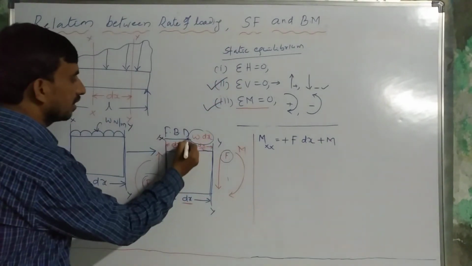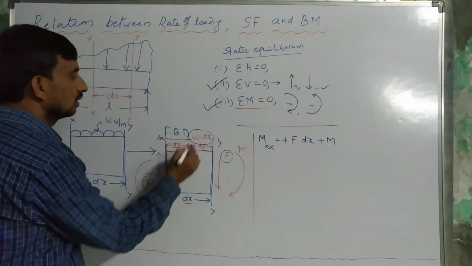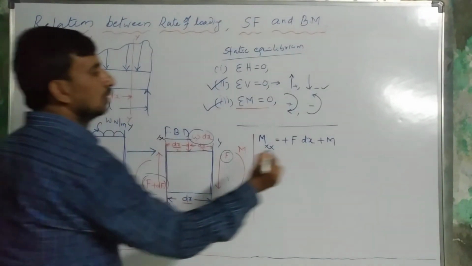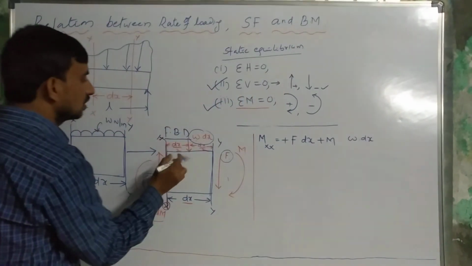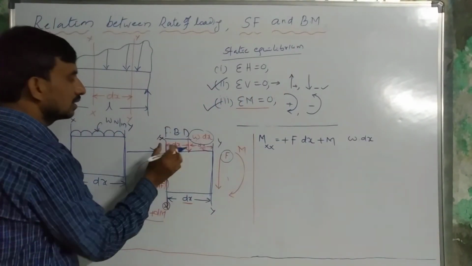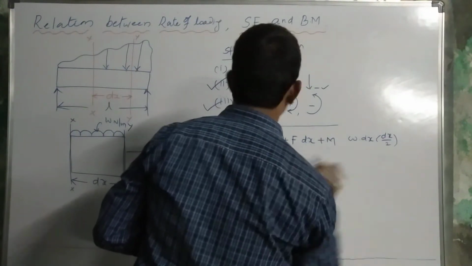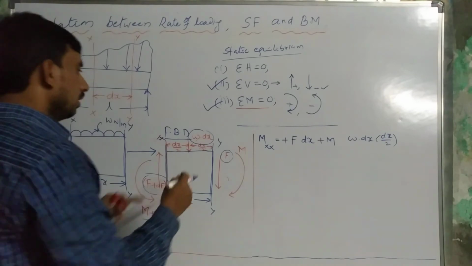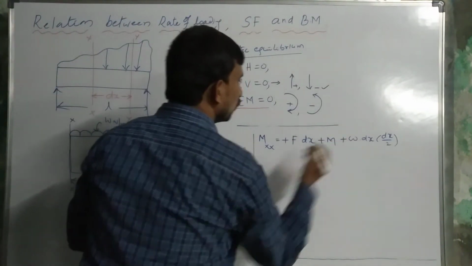Then I have another force, the point load acting at the middle of the portion dx, that is W into dx. What is the perpendicular distance from this section to this point? That is dx by 2. And it gives the clockwise moment. So clockwise moments are positive for me.